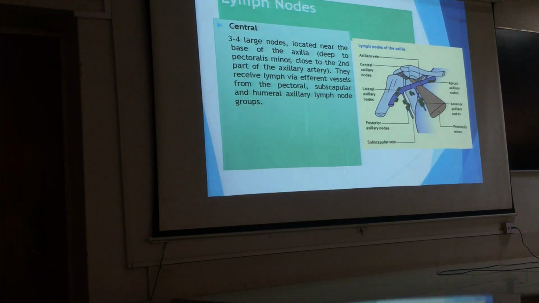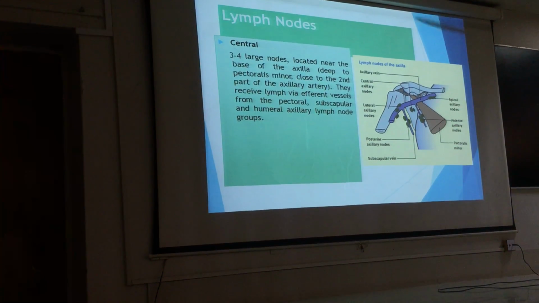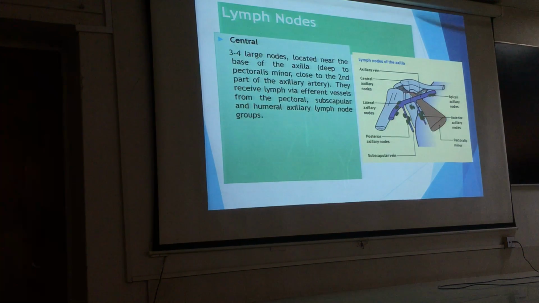Then we come to the one where all these 3 groups, that is the anterior, posterior and the lateral, are draining, and that is the central group of lymph nodes. These are a little fewer in number, almost 3 to 4 in number.